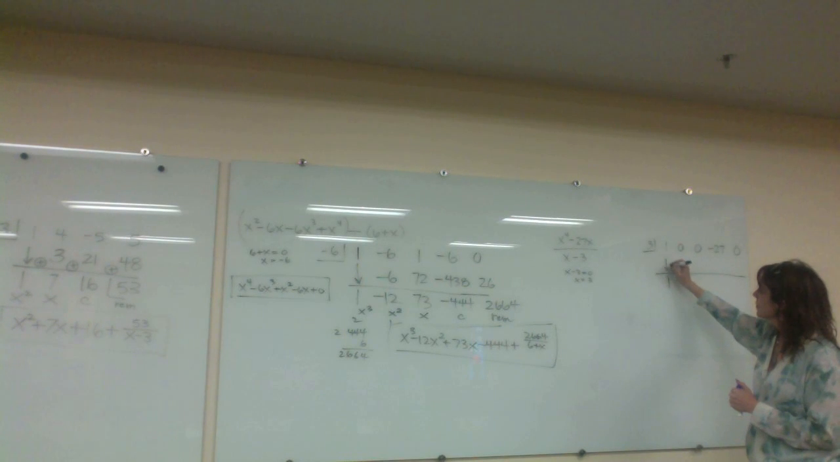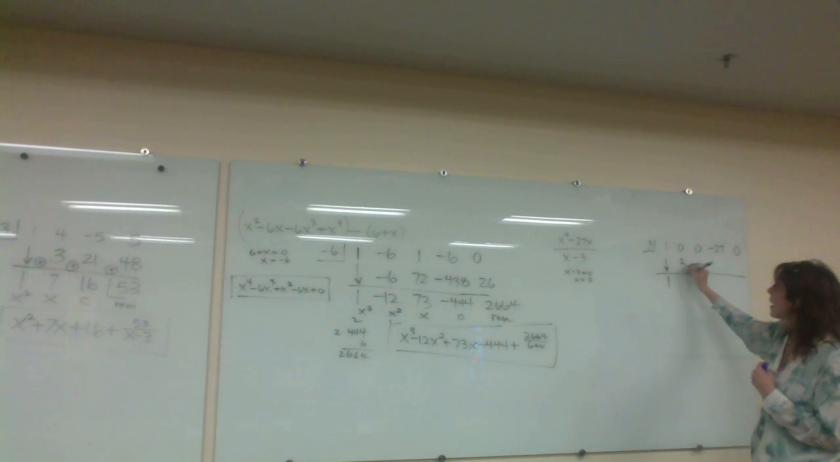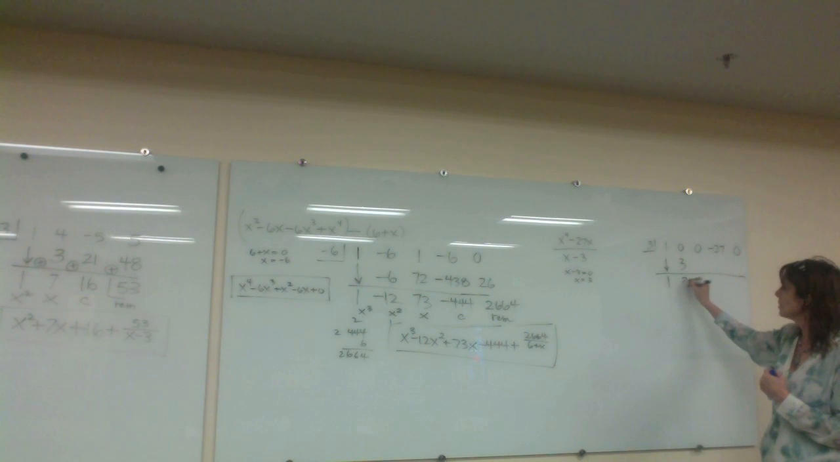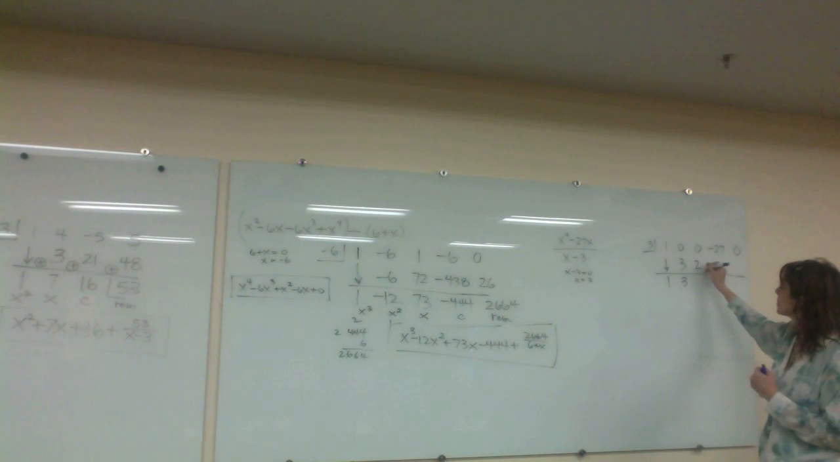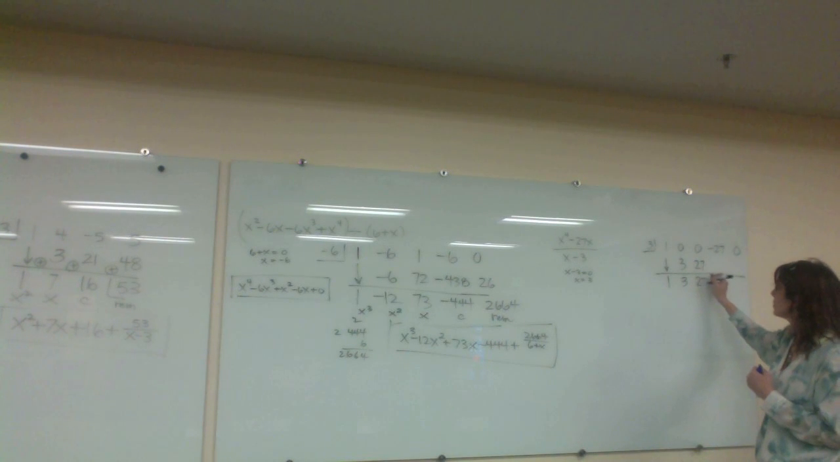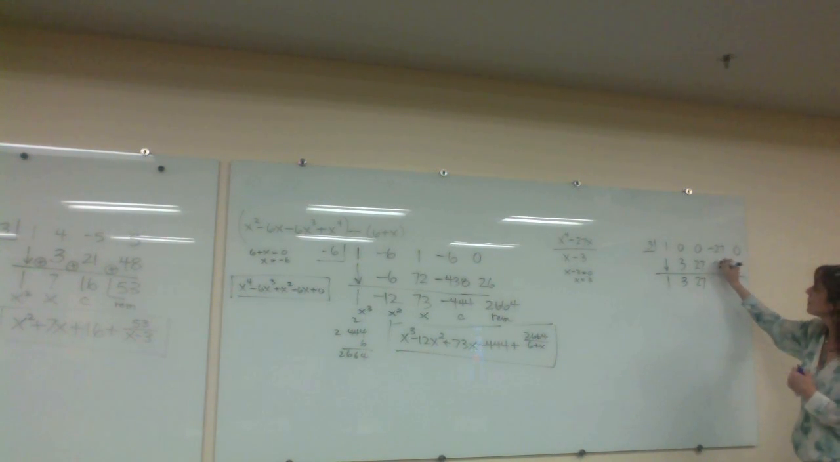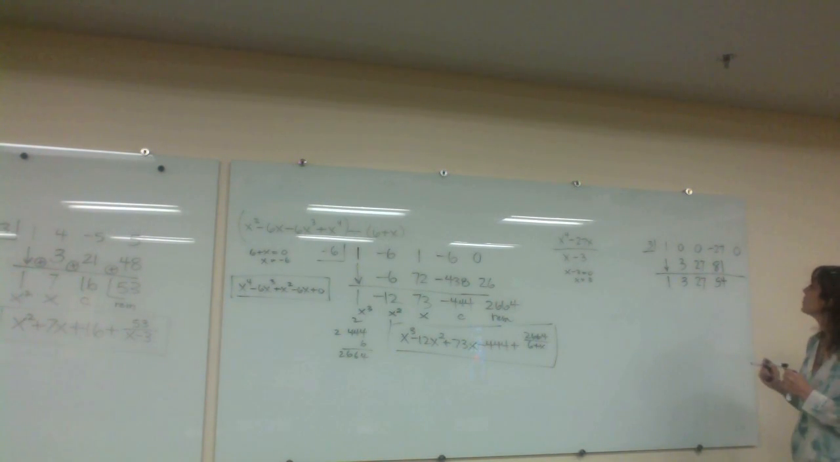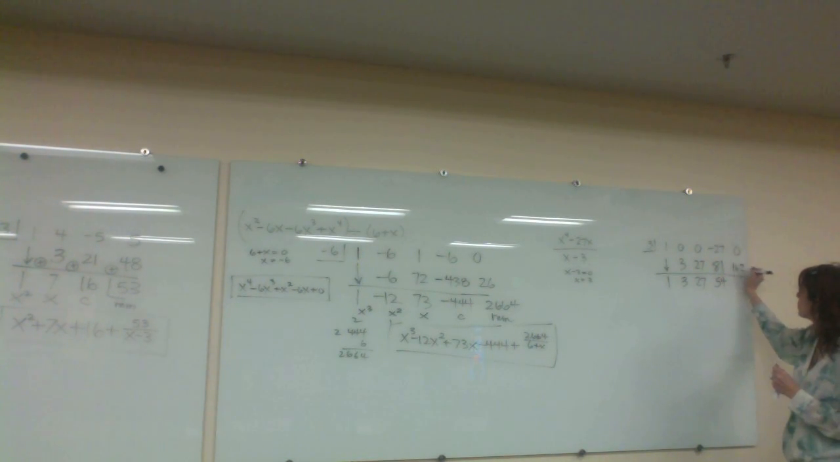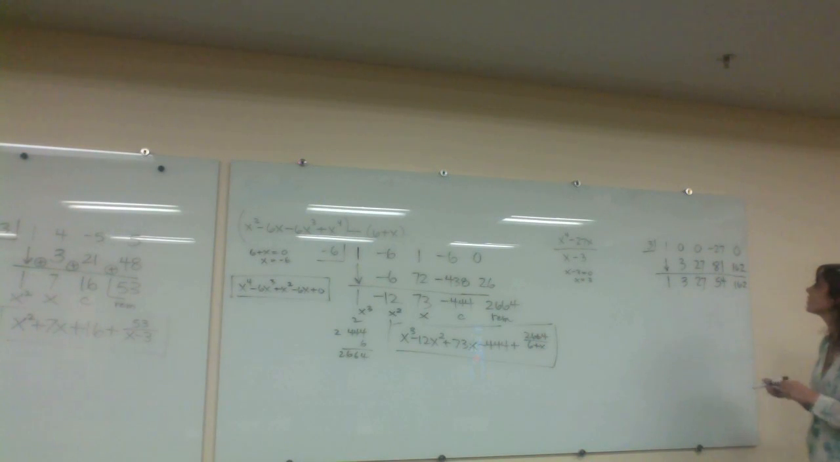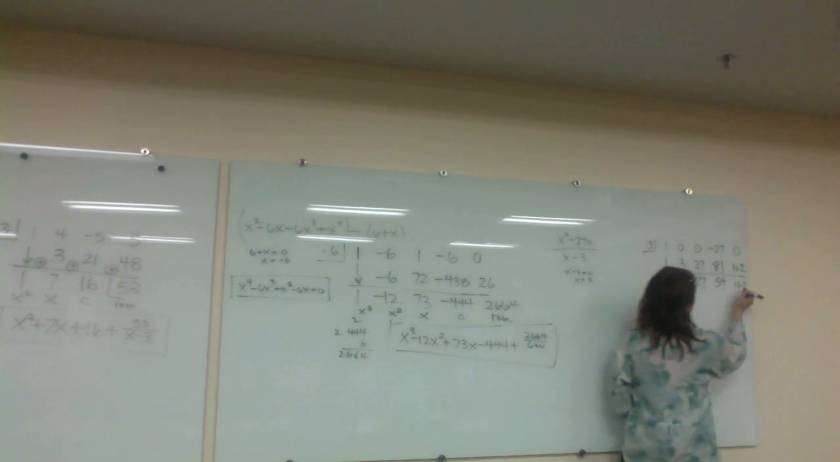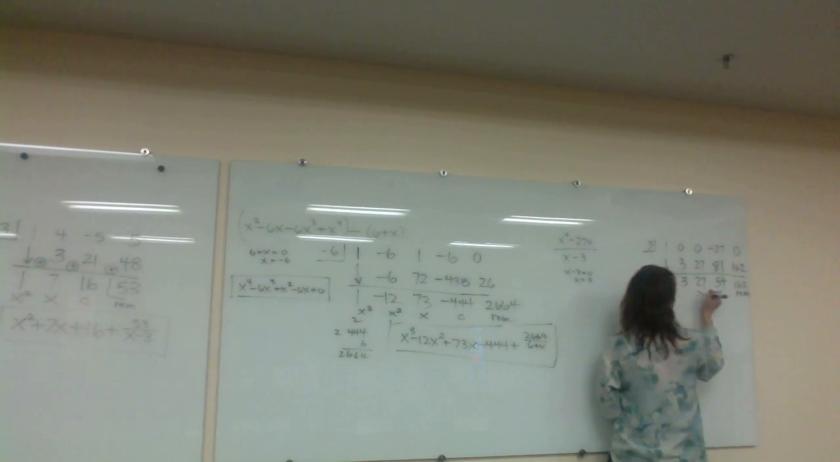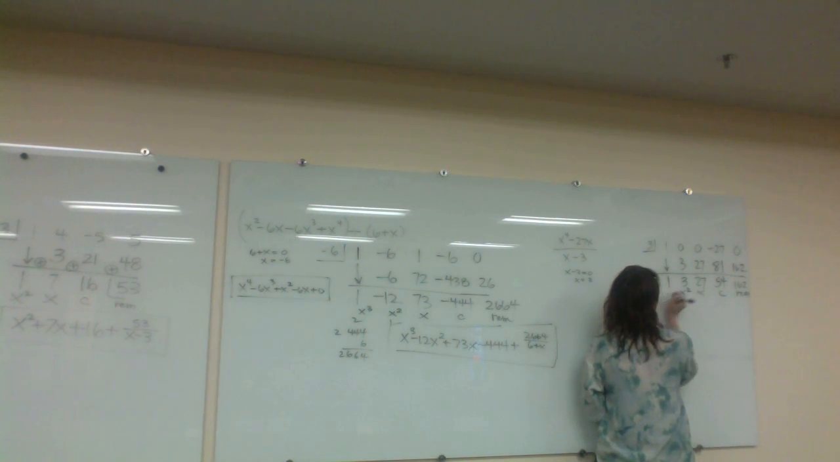Bring down the 1, multiply by 3. Add these two values, 3 plus 0, multiply by 3. Add these two values, multiply by 3. Okay, 81 minus 54. Yep. And multiply that by 3, 162. Is that right? 150, yeah, plus 12. Okay, so look, this looks good. Okay, again, remainder, constant, linear, quadratic, and cubic.